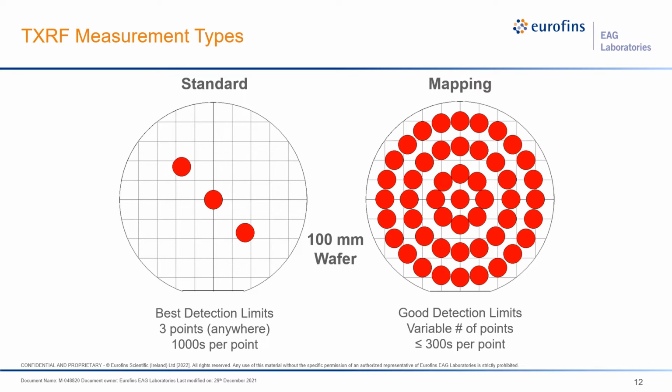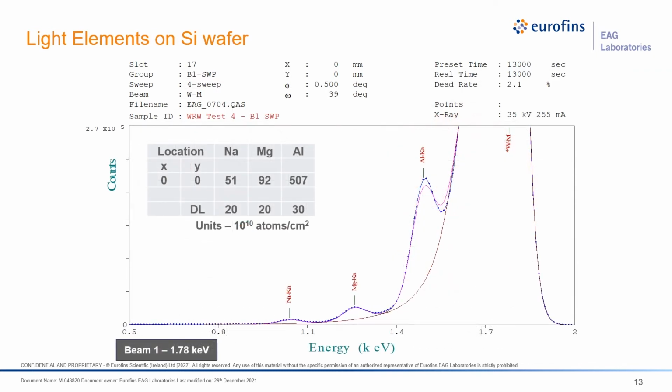So the question begs, what does the data look like? What would I get for results if we're conducting TXRF on my samples? So I'm going to start stepping through results for the different beam paths I discussed. This is an example of some light elements on a silicon wafer. These are beam 1 results, and what we're showing here is the energy dispersive spectra. So here we have energy in keV versus intensity in counts, and we see it's only going from 0.5 to 2 keV.